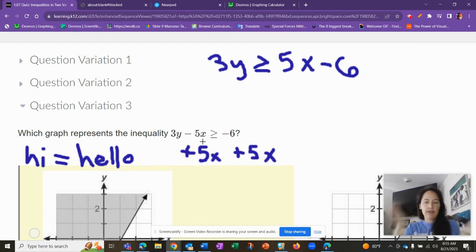Okay, I added 5x to both sides. That -5x plus 5x, they cancel. Really, they equal 0. 3y plus 0 is just 3y, greater than or equal to 5x minus 6.